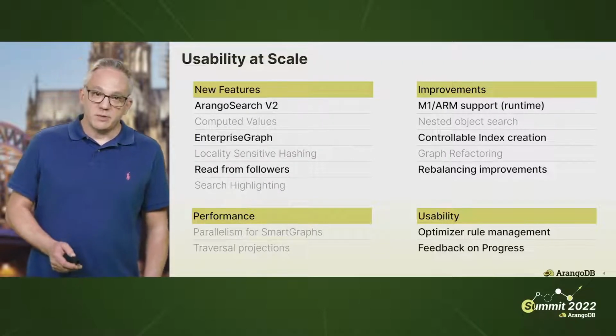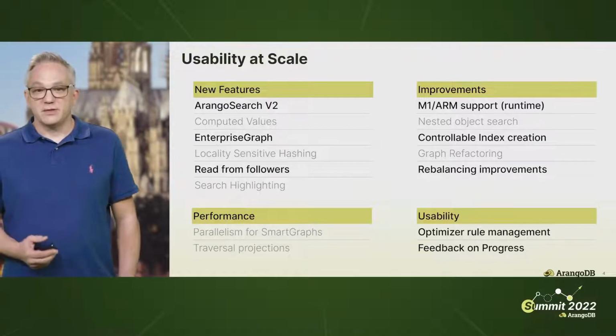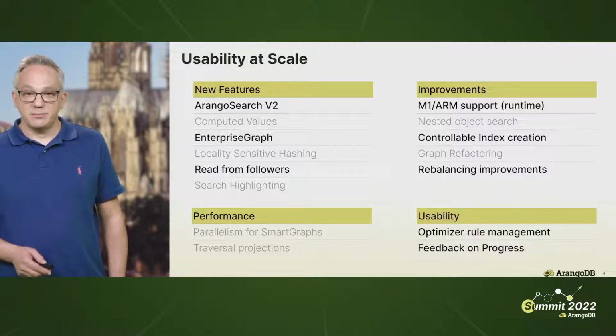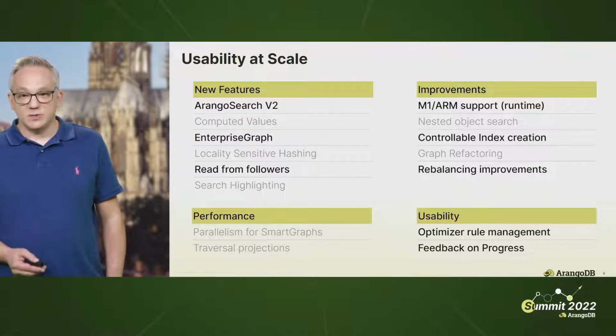The other topic we had in mind was usability. Usability at scale. Enterprise Graph is a main point here, but also other features like M1 ARM support make it simply easier to run on this platform, much easier than it was in the past, or even enable you to use it there. Also, the rebalancing improvements are very important for the daily work with ArangoDB. I will also give you a very brief overview about that at the end of the talk.